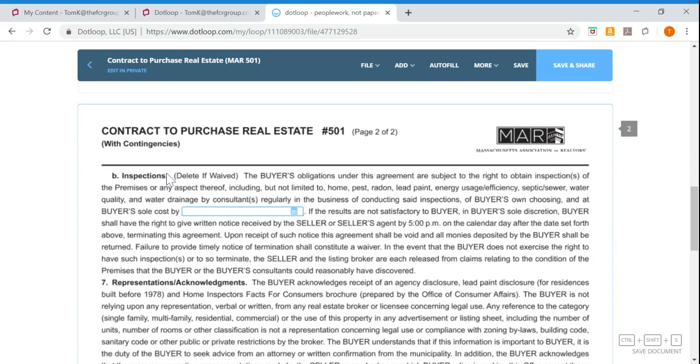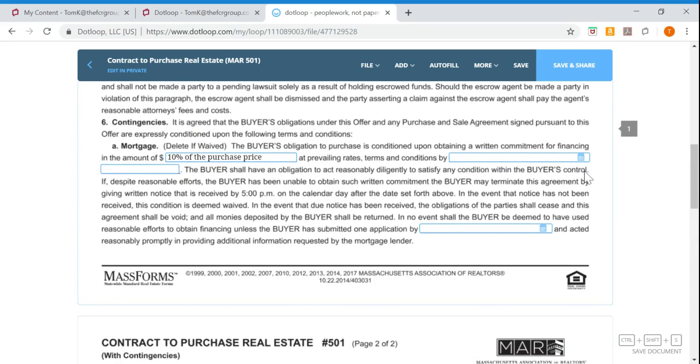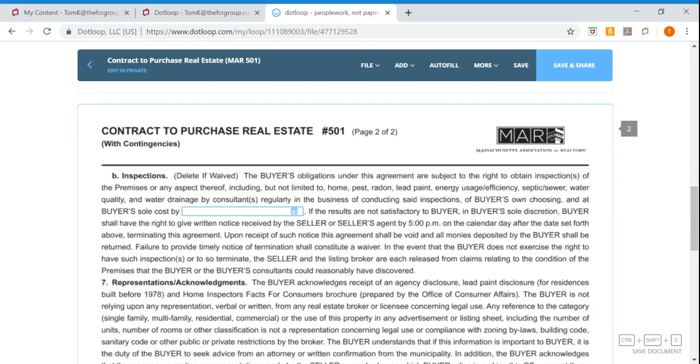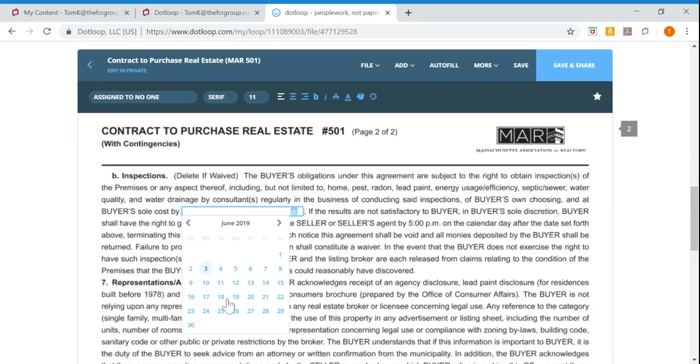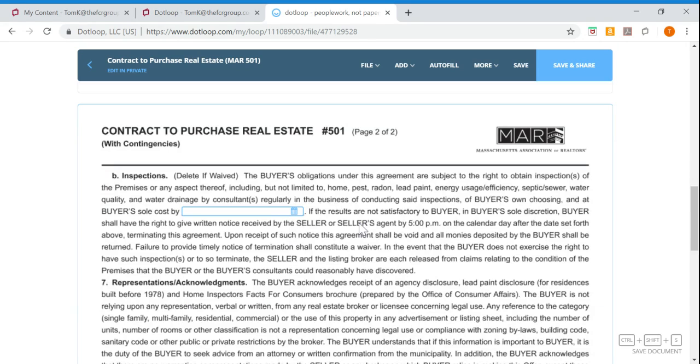Section B under contingencies is your inspection contingency. Generally, you're going to see 7 to 10 days given for the inspection contingency. If for some reason there's no date and they want to waive that, you can X out this section completely. Same goes with the mortgage contingency. But if they do have a date, again, you're going to click on here and a calendar will pop up. You just put the last day that they're allowed to have their inspection conducted on.